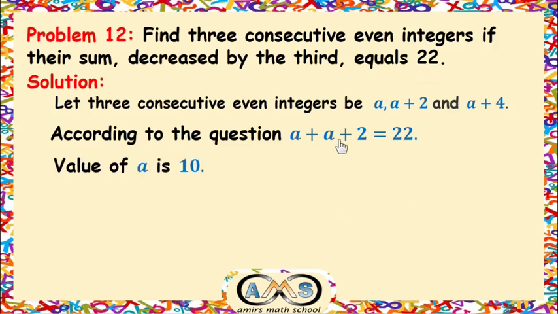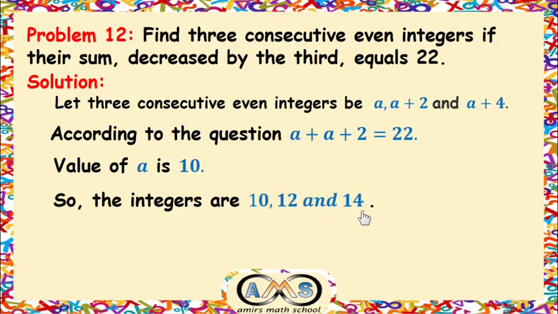After solving this equation, we get a equal to 10. So the integers are 10, 12 and 14. That is, the first one is 10, the next one is 10 plus 2, that is 12, then 10 plus 4, which is 14. This is our required result.